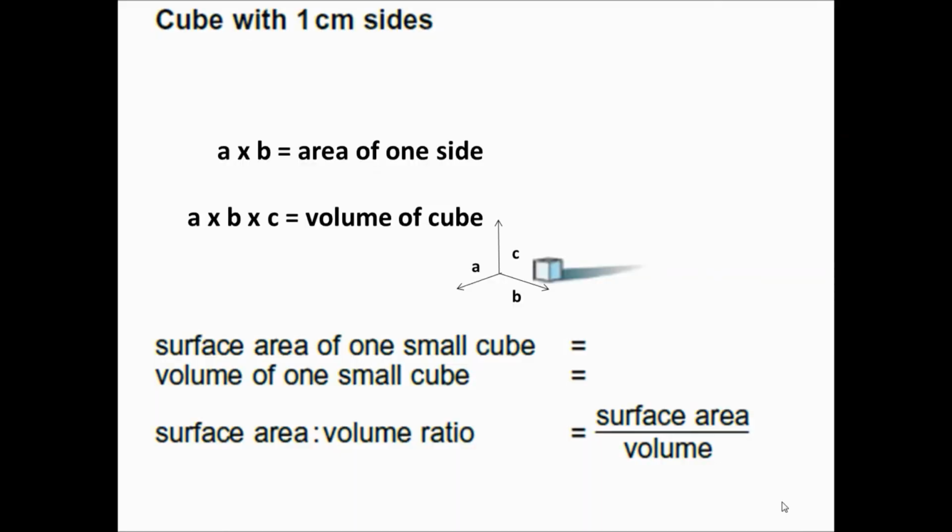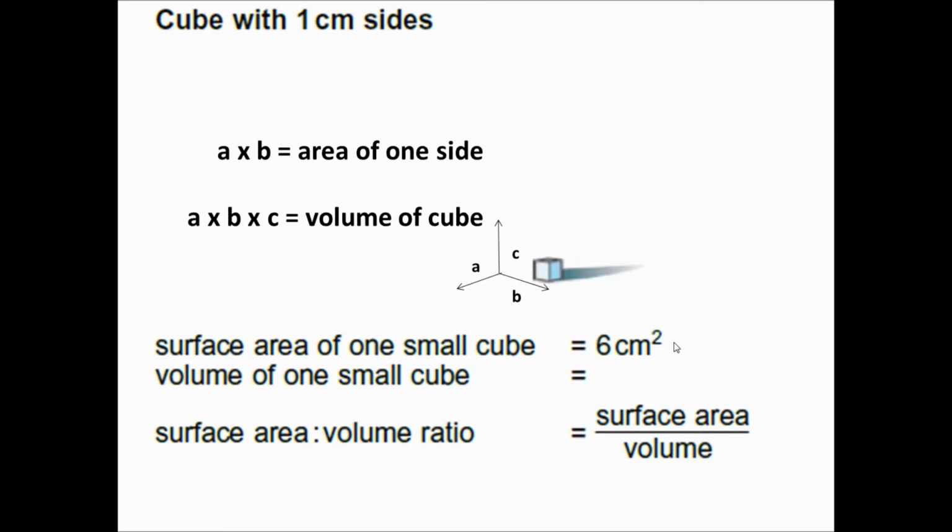Examiners often expect you to apply numeracy to surface area to volume ratios, so let's go through it now. The cube has 1 centimeter sides, so what will its surface area be? Pause the video and work it out. You should have worked out that the surface area of one cube is 6 centimeters squared. It's important to include the unit of squared, otherwise you may lose marks.